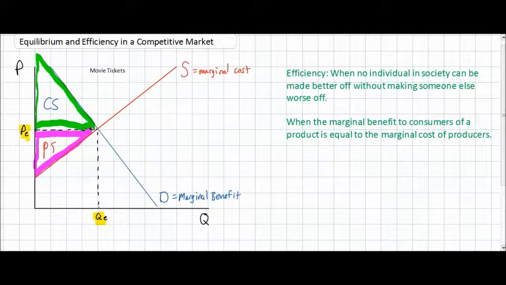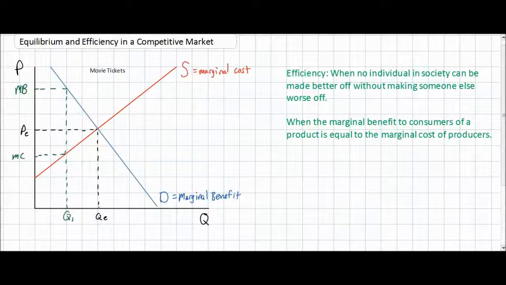Let's choose a couple of different prices and see how total welfare or total community surplus is affected at any price other than PE. Assume, for instance, that instead of producing a quantity of QE movie tickets, which we already explained was efficient, the market only produced Q1 movie tickets. At a quantity of Q1, let's examine the effects on efficiency.